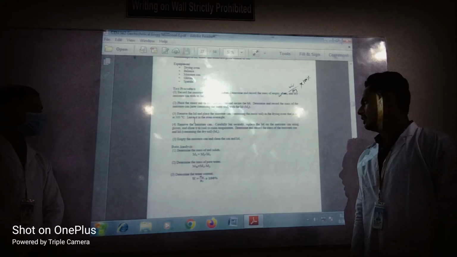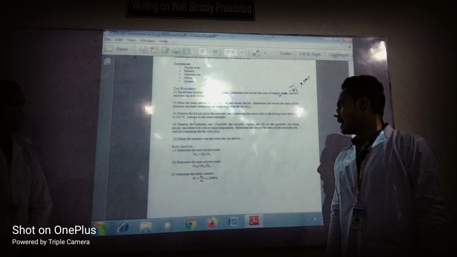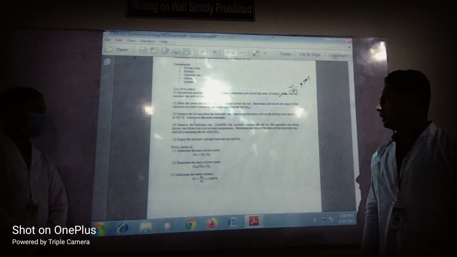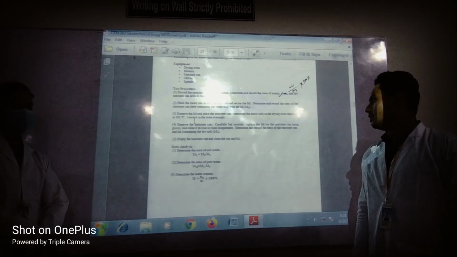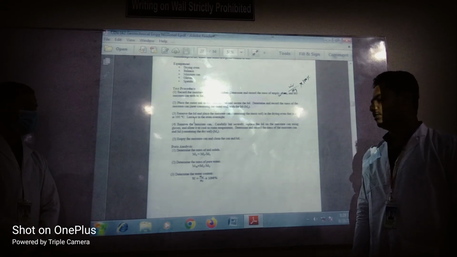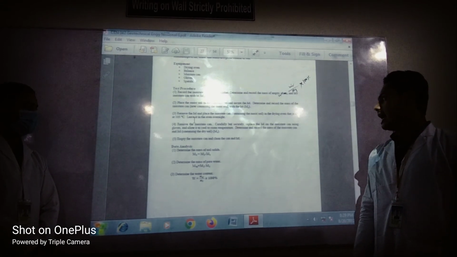Empty the moisture can and clean the can and lid.